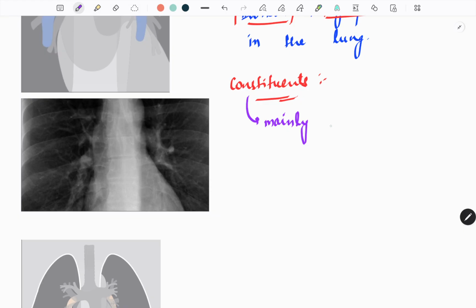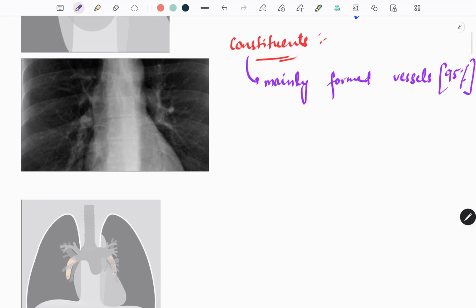Mainly it is formed by vessels, that is approximately 95% of the hilum is constituted by vessels, and that too by pulmonary arteries, more commonly than pulmonary veins.